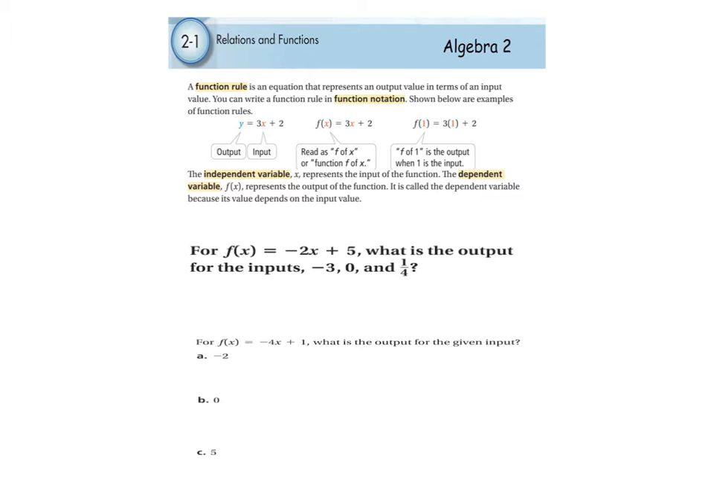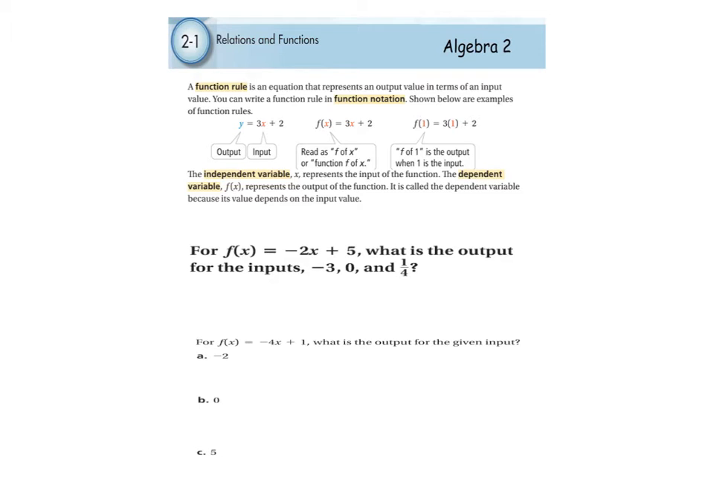This is section 2.1, and we're now into part 3 of 2.1, where we're going to be writing function rules and evaluating functions. So this first video here, we're going to be evaluating functions, and let's talk about what a function rule is. It says here, a function rule is an equation that represents an output value in terms of an input value. Something you might want to maybe jot down in your notes.